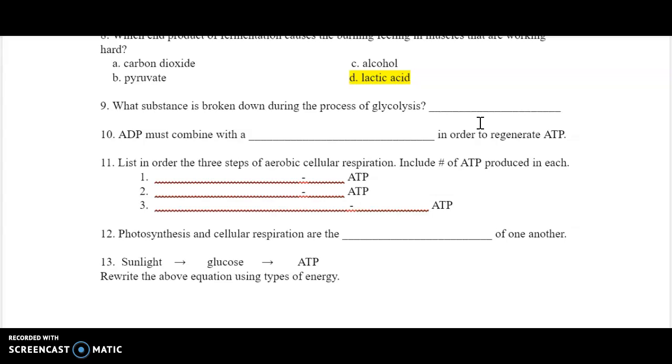Number 9, what substance is broken down during the process of glycolysis? Well, it sounds kind of like glycolysis. Lysis means to break, so we're breaking glucose. Glycolysis, glucose breaking.